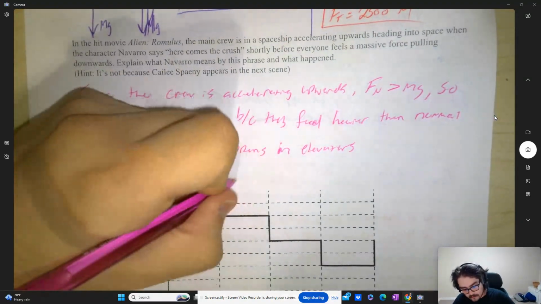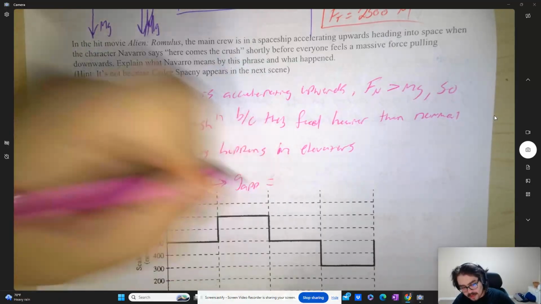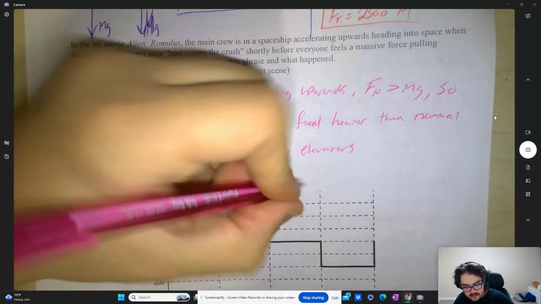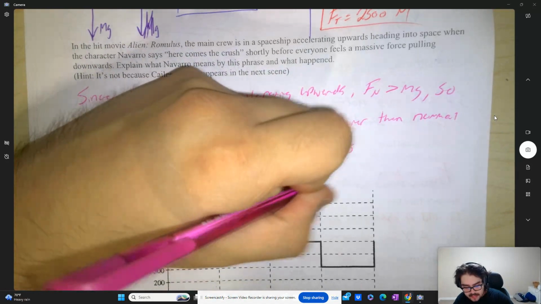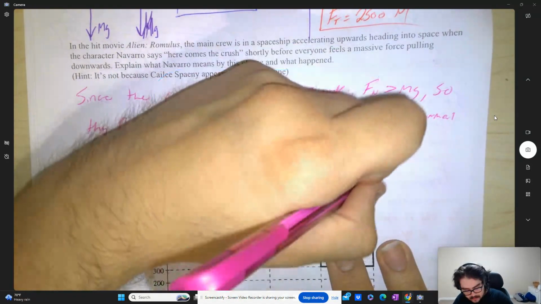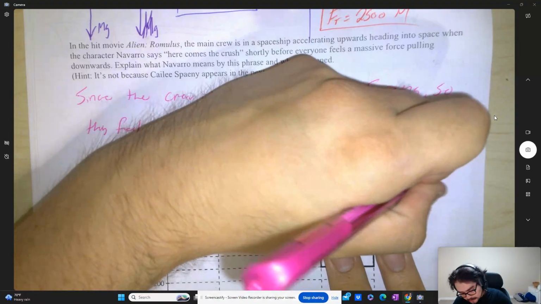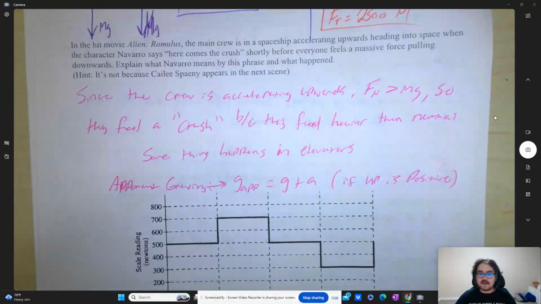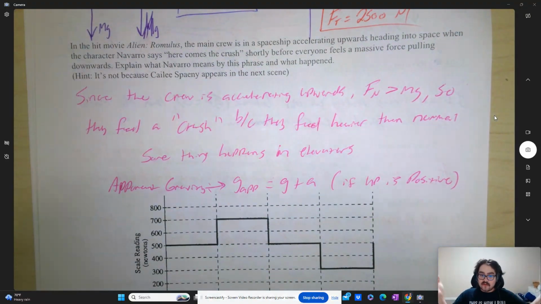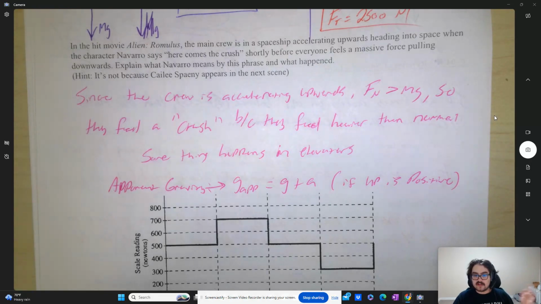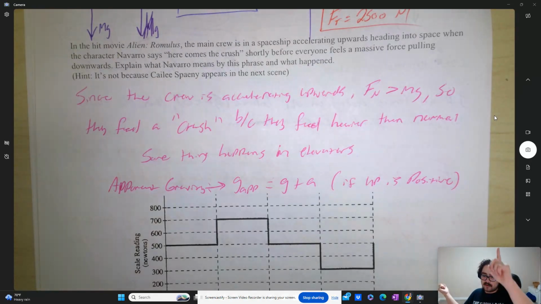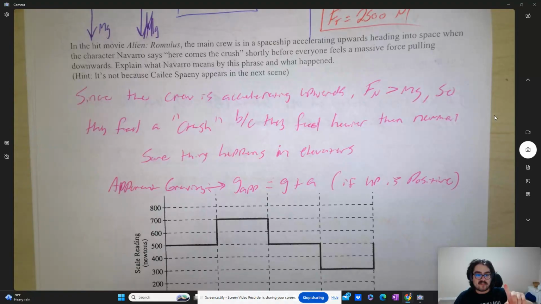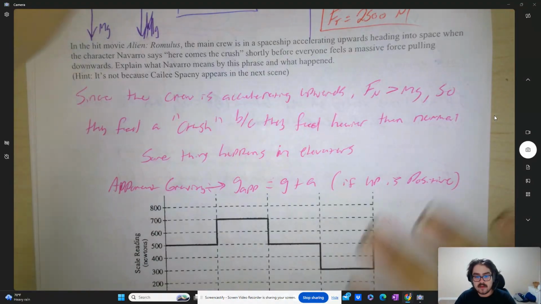Okay, and apparent gravity is actually defined by a formula, g apparent is equal to g plus a, if up is positive. So if you're accelerating upwards, then you feel heavier than normal. If you're accelerating downwards, you feel lighter than normal. If acceleration is positive upwards, then your apparent gravity is higher than normal, which makes you feel heavy, which makes you feel that crush.